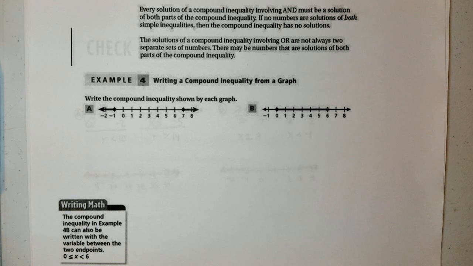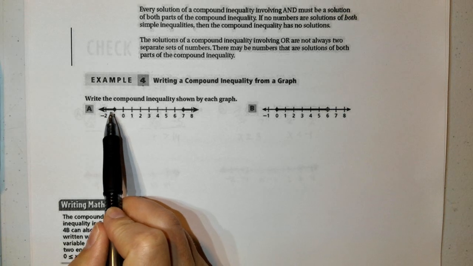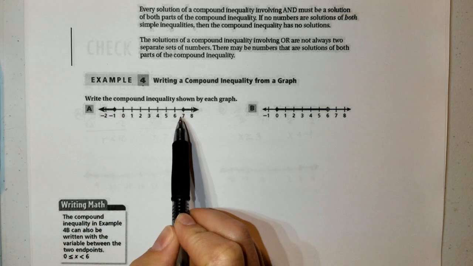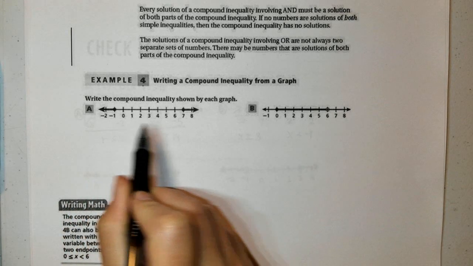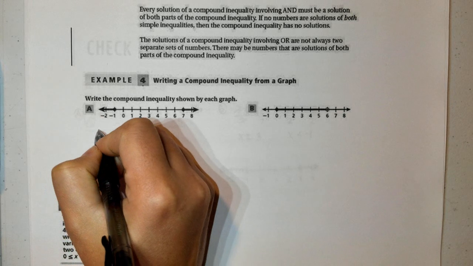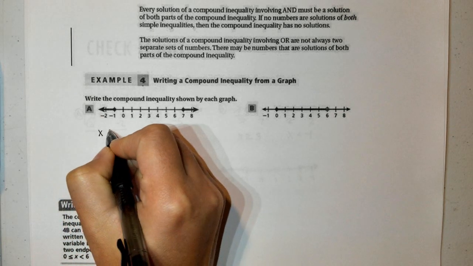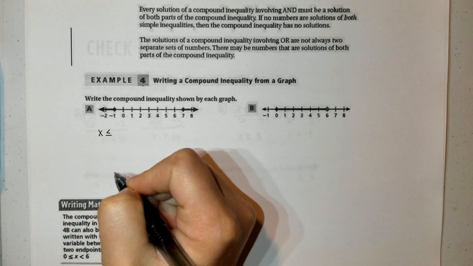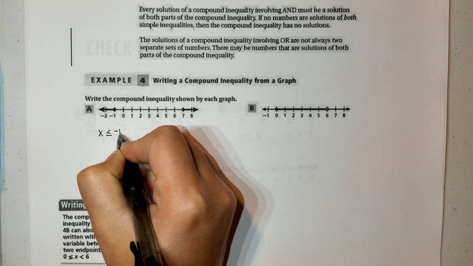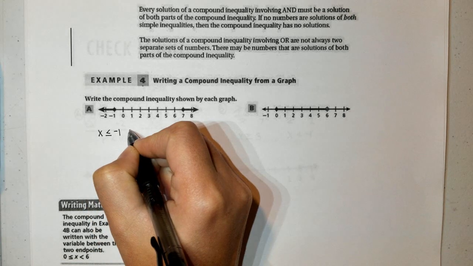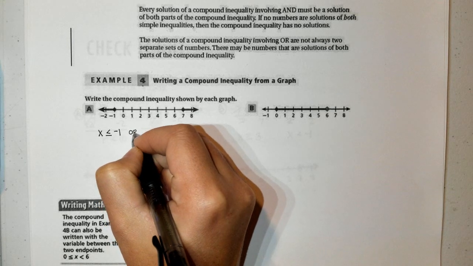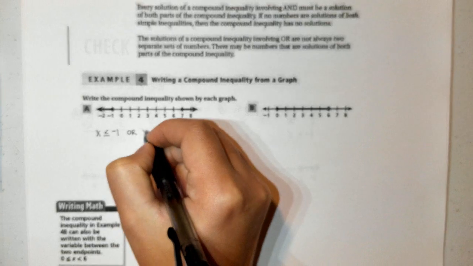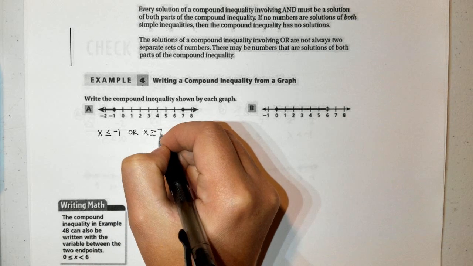So for the first one, we see that we have a solid dot at negative 1, shading to the left, solid dot at 7, shading to the right. So here, this is going to be an OR statement. We have x is less than or equal to negative 1. And then the second part, the OR, we have x is greater than or equal to 7.